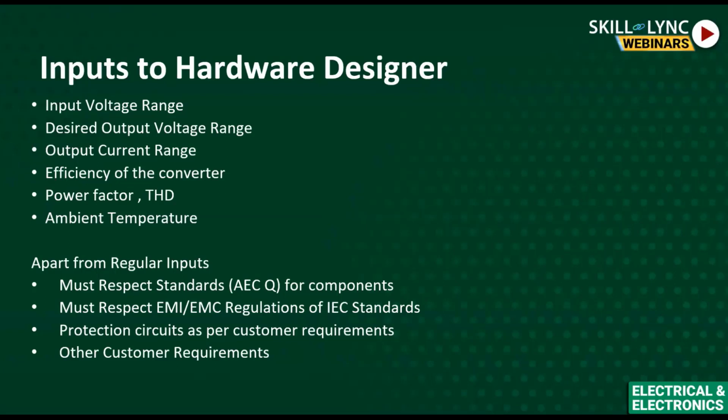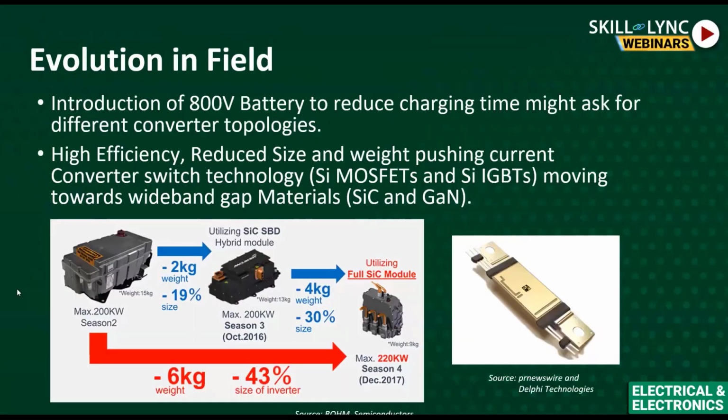We must provide overcurrent protection. Suppose there is a short circuit, we must provide short circuit protection to this converter, and not just this converter. We must provide overload protection and undervoltage protection as well. So a lot of protections are required as per the customer requirements, and there might be other requirements as well. I have just given a glimpse of what you get as an input to the hardware designer, but there are many inputs. This is a 200 or 300 page document covering the standards and the regulations.